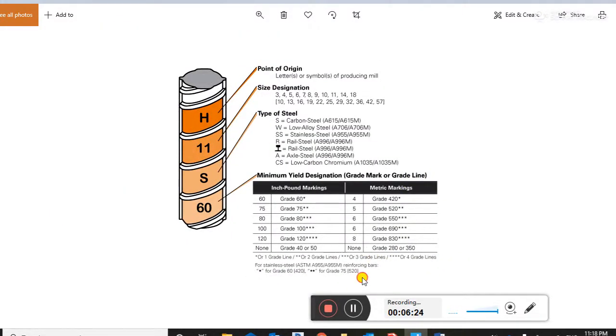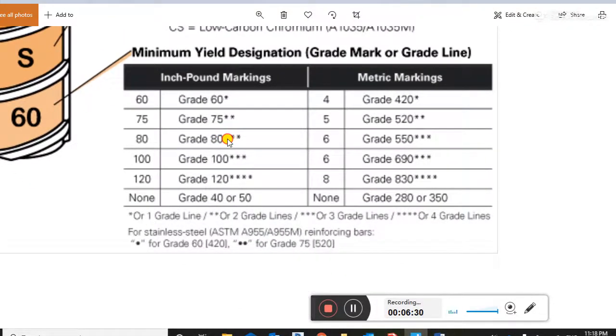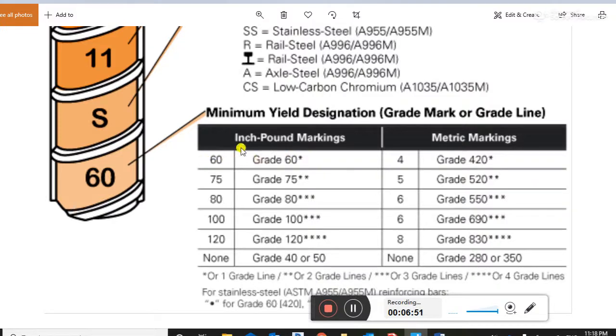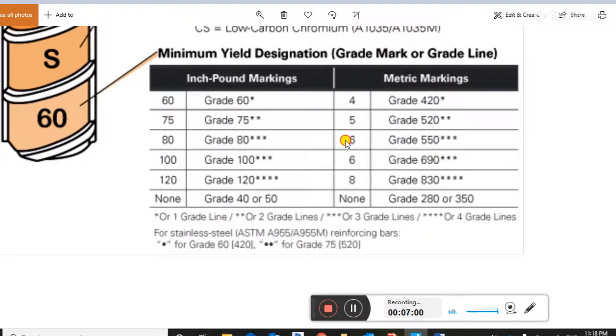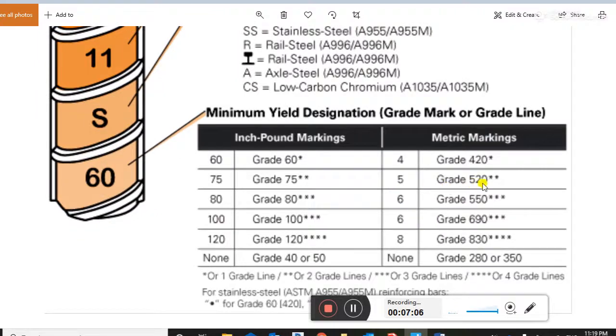Guys, this is grade line or grade lines for stainless steel ASTM. What is ASTM? American Society for Testing and Materials. For reinforcement bar, grade 60 in inch-pound is 420 in metric. And for grade 75, it is 520.